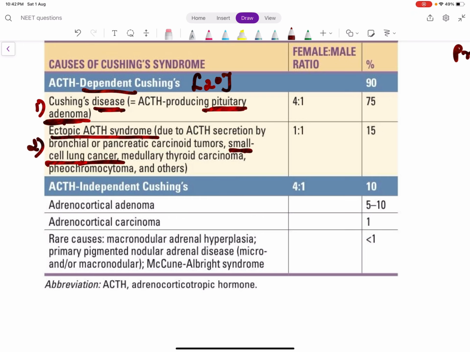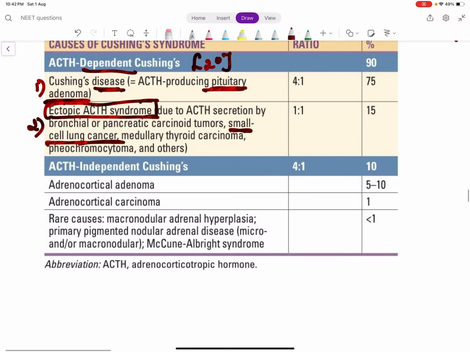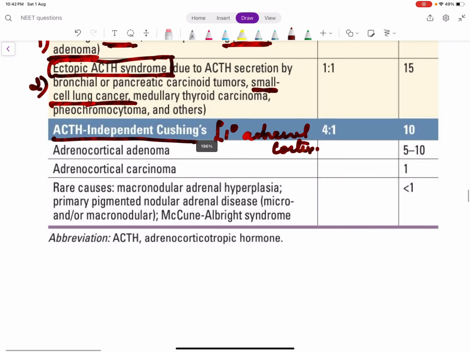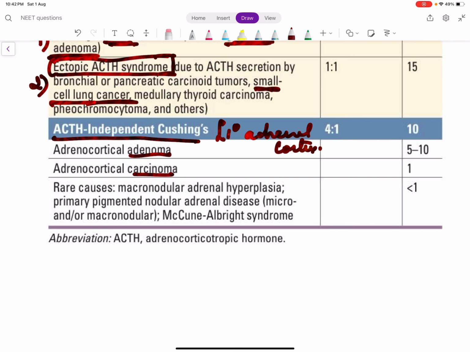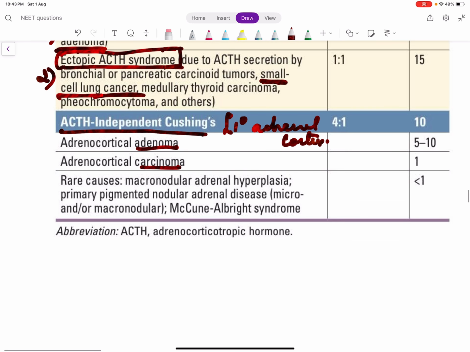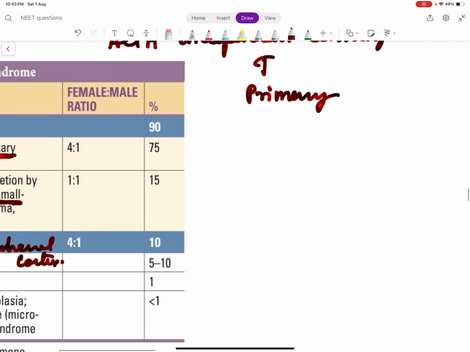Remember, small cell lung cancer is a very important cancer because it produces many important paraneoplastic syndromes. One important paraneoplastic syndrome is Cushing's, ACTH dependent Cushing's. ACTH independent Cushing's is primary disorder of the adrenal gland, adrenal cortex. So what are the causes? Adenoma, carcinoma, hyperplasia, etc. Okay, so ACTH dependent two causes: ACTH producing pituitary adenoma or ectopic ACTH by tumors like small cell lung cancer. ACTH independent Cushing's is adrenocortical adenoma, carcinoma, hyperplasia.